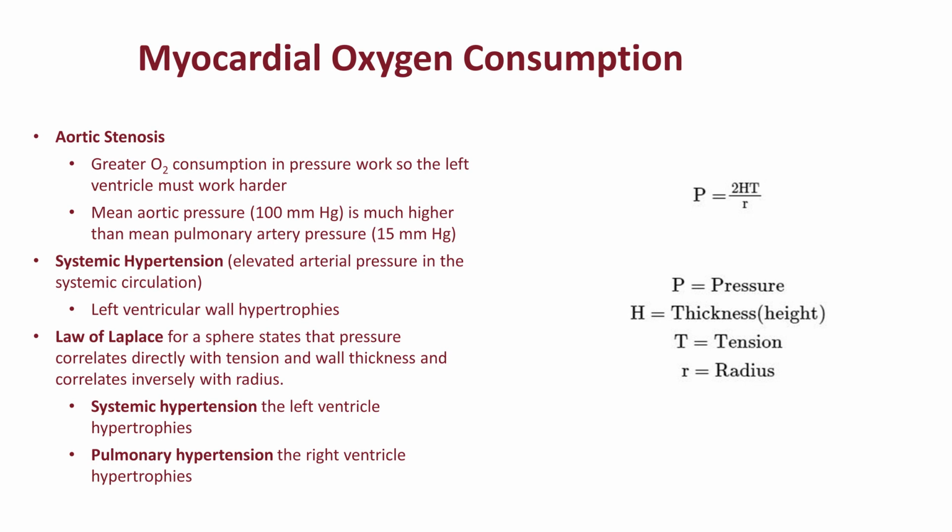Another condition is systemic hypertension. Elevated arterial pressure inside the systemic circulation will cause some kind of blockage, so the heart needs to squeeze harder. As a result, the left ventricular wall begins to hypertrophy.